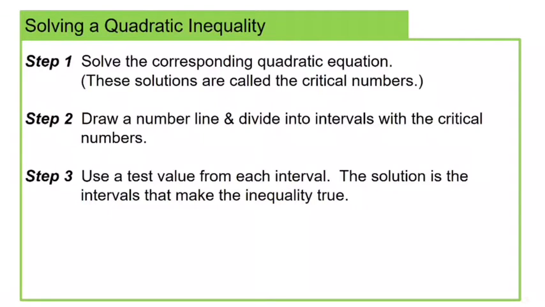But here's the good news. If one value from the interval makes the inequality true, then all the values in that interval will make the inequality true. And if one value makes it false, all the values in that interval will make it false. So we only have to test one value from each interval.